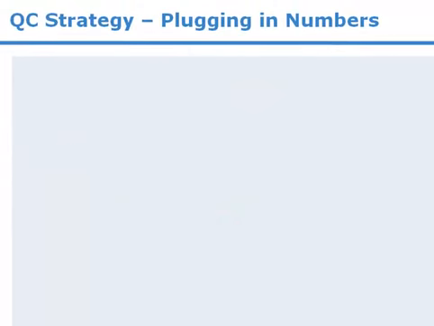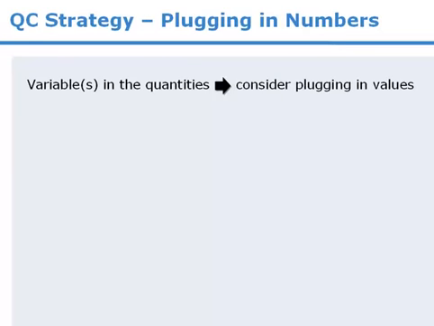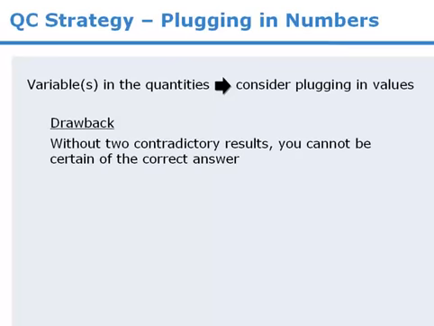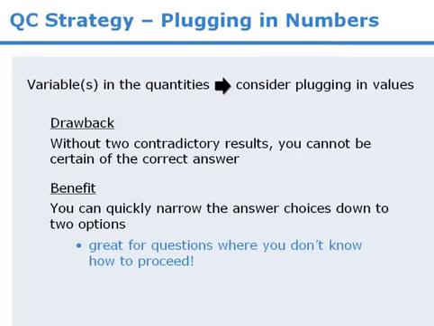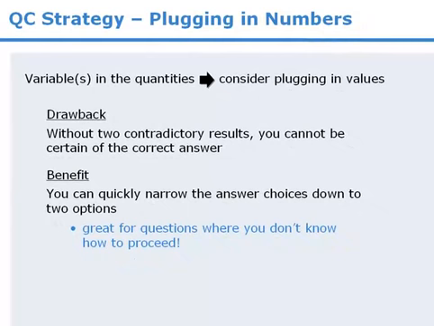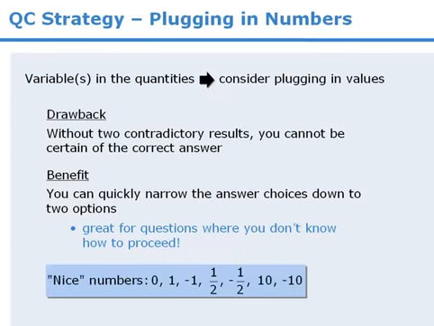Okay, let's summarize. In this lesson, we learned that if there are variables in a quantitative comparison question, we might consider plugging in values. We learned the main drawback of this approach and the main benefit. And finally, we learned that if you do plug in values, be sure to use a nice cross-section of numbers.